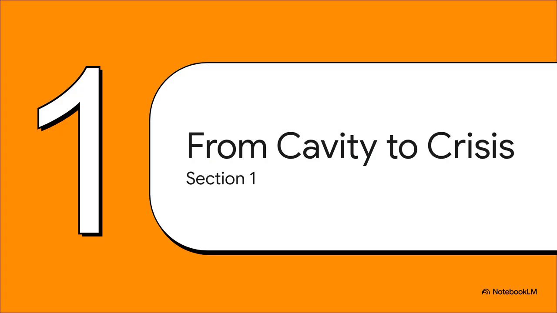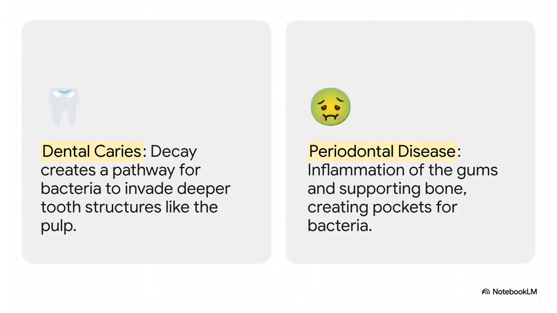Okay, so how does this whole cascade even begin? In this first section, we're going to look at the two main culprits behind odontogenic infections and the really serious complications they can lead to. It's all about understanding where these things start and just how far they can spread. It pretty much always starts with one of these two.